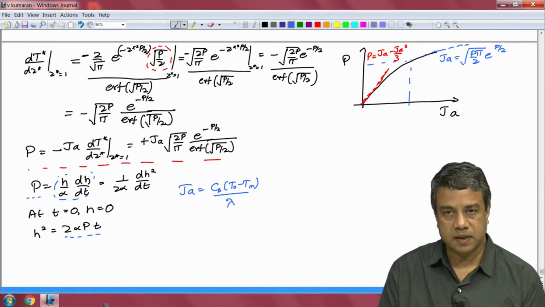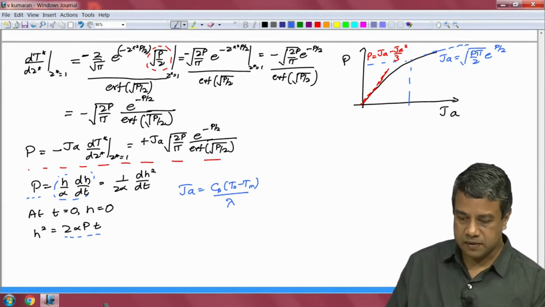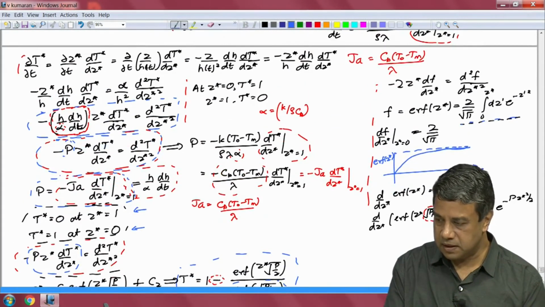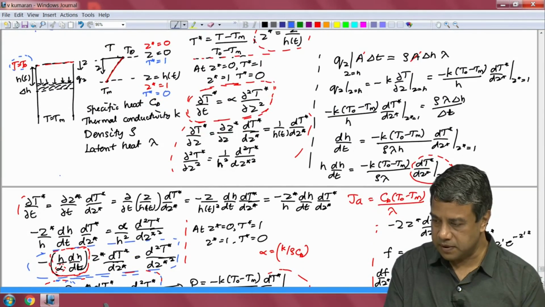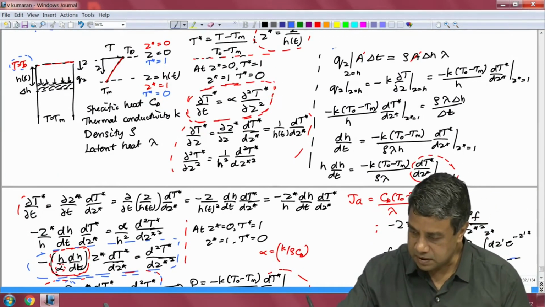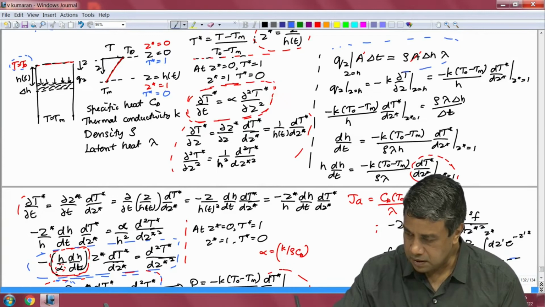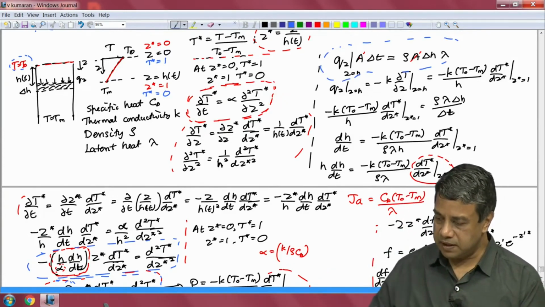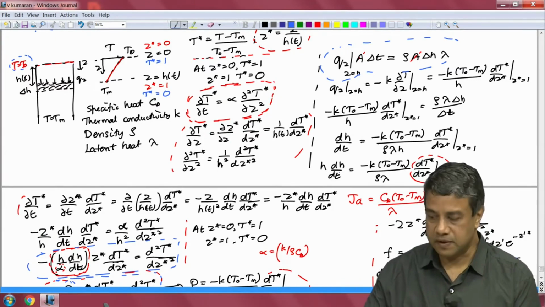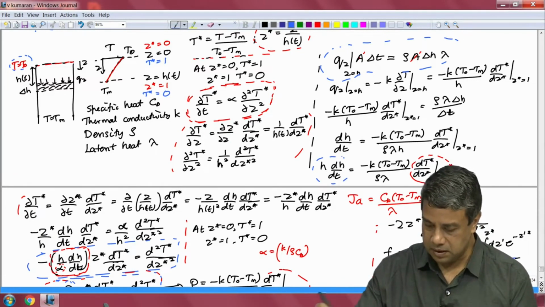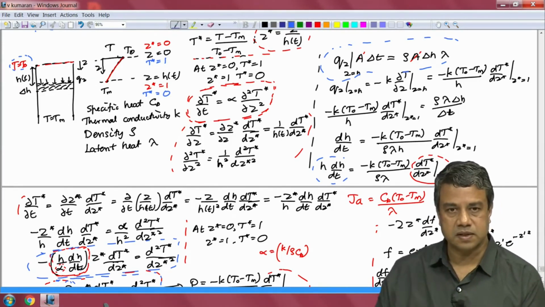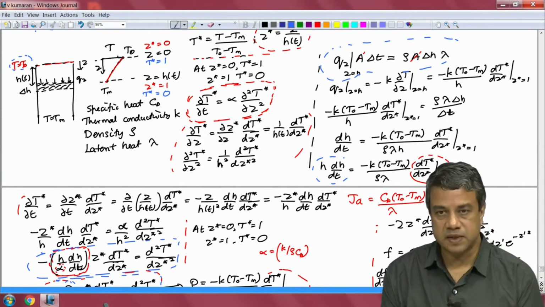If the thickness of the melting layer increases with time in a specific way, which is given by this condition here, and the temperature is a constant, then I find that h dh by dt does in fact have to be a constant. And therefore, the left side here is a constant, and therefore, I can use a similarity transform. That is the basic idea here.